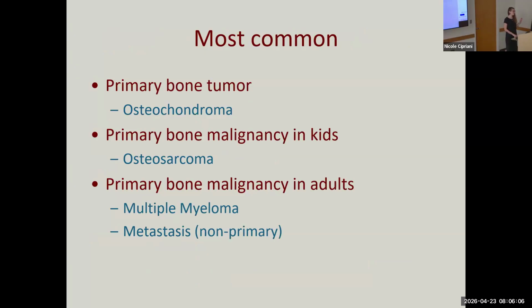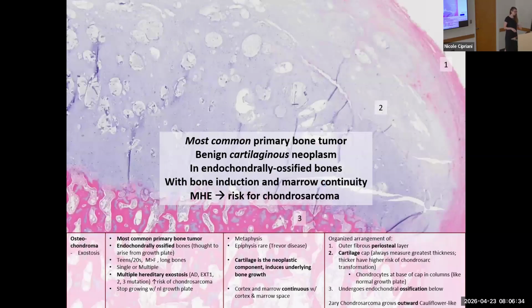Most common primary bone tumor is osteochondroma, but it is a cartilaginous neoplasm, as we will see. Most common primary bone malignancy in kids is osteosarcoma. Most common primary bone malignancy in adults isn't even osseous. It's hematopoietic, which is multiple myeloma, and then metastases, which is, of course, not primary, but you see it very, very often. So when boards like to test you on most common, these are it for bone.